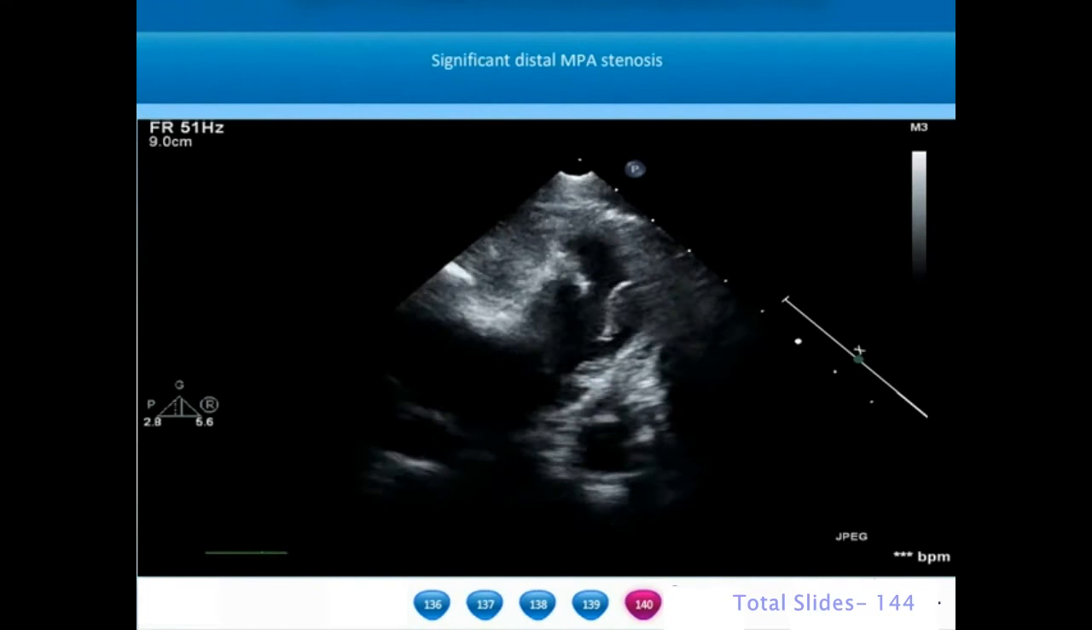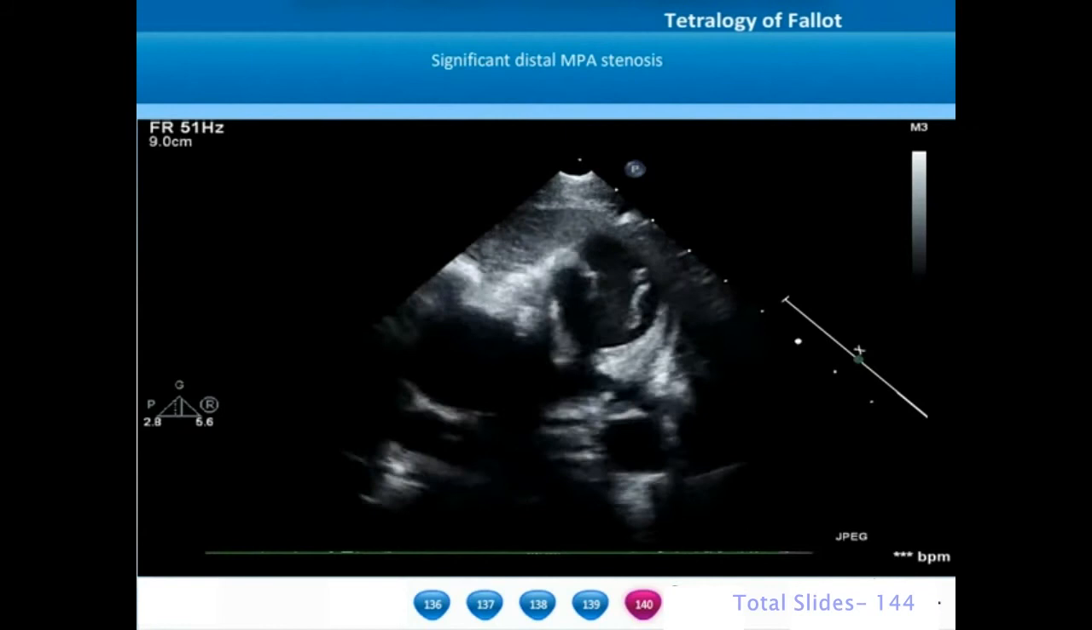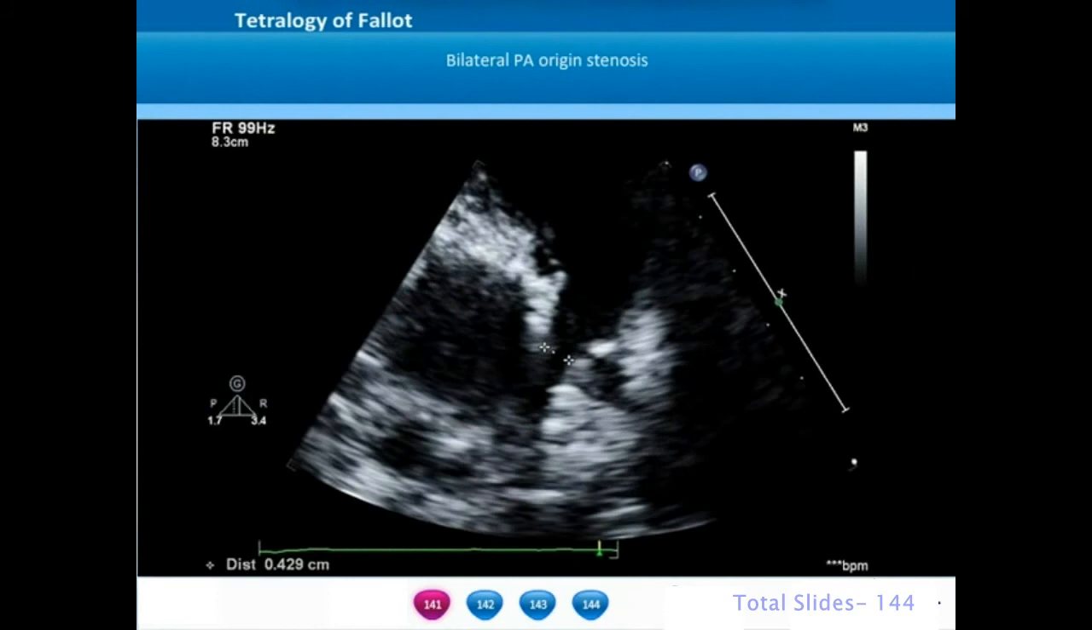Distal pulmonary artery narrowing is another complication after tetralogy of Fallot repair. We can notice a distal main pulmonary artery tight stenosis in this patient after tetralogy of Fallot repair. The distal PA narrowing can be associated with bifurcation narrowing of the origins of the right and left pulmonary artery. In this example, we can see the right pulmonary artery origin measures only 4.3 millimeters and the left pulmonary artery origin is even smaller.